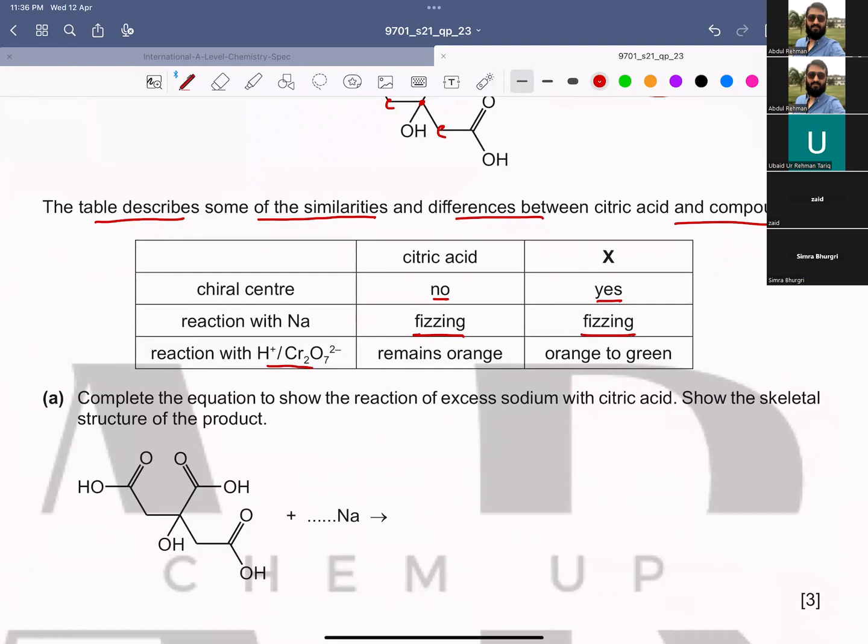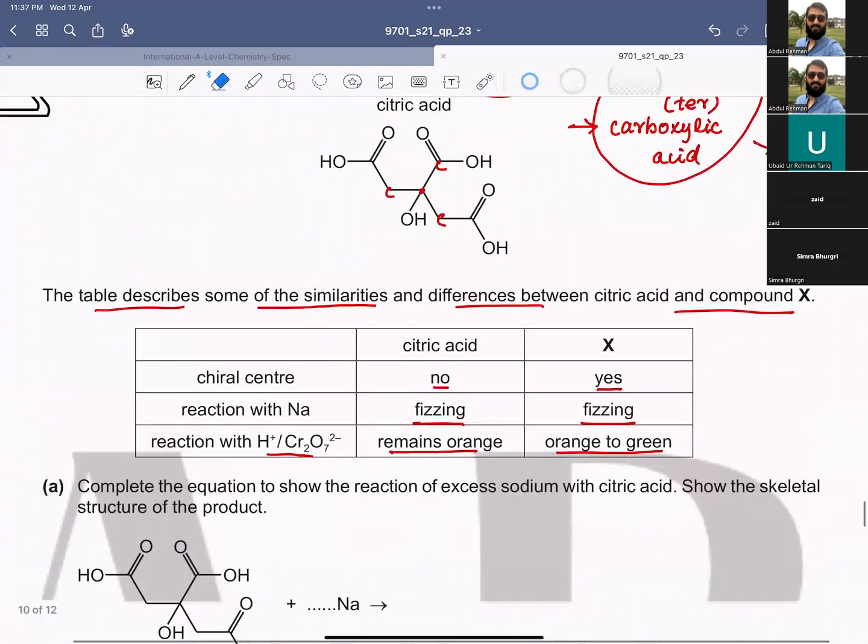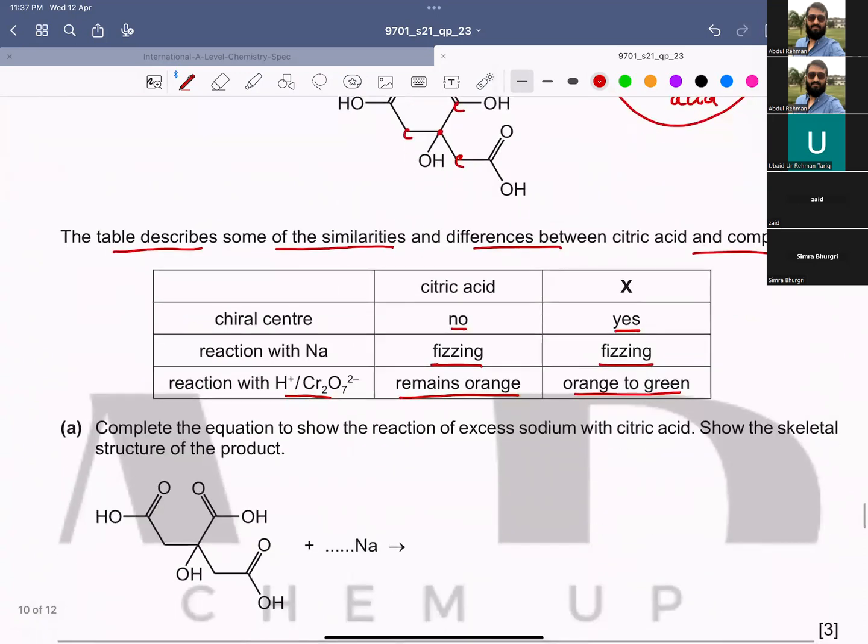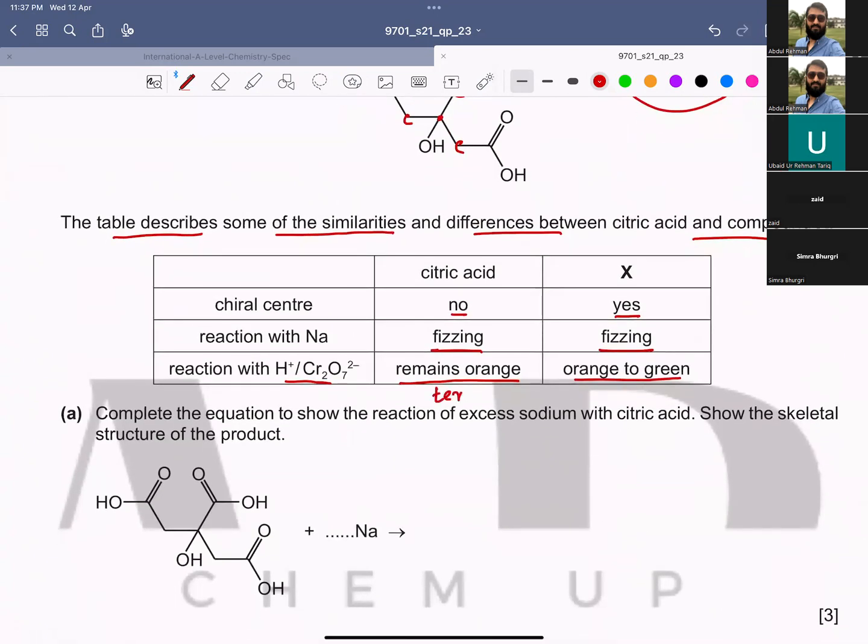With acidified dichromate, if you see what they have told you, that it remains orange and it turns from orange to green. This information would be very helpful. Why does it remain orange? It is because in citric acid, we have decided that the alcohol is tertiary, right? And a tertiary alcohol never oxidizes. That's why it remains orange. And here it turns from orange to green.